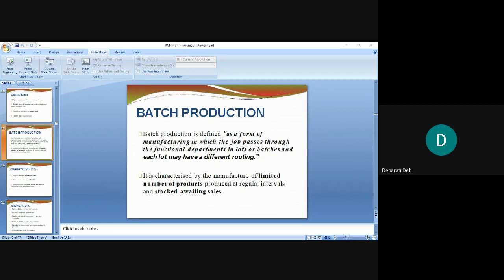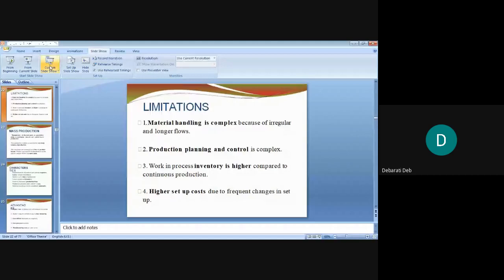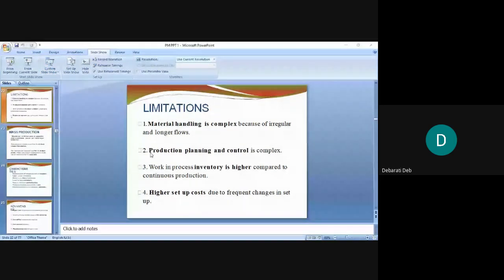But for now, you just understand that work in process means the work in progress, the work which is going on. That work inventory, that means if one work is not getting finished, then you have to hold the inventory for that unfinished work, right? So that inventory will be high. Then higher setup cost due to frequent change in setup. Setup in the sense here, it is talking about routing setup, okay, not the machine setup.